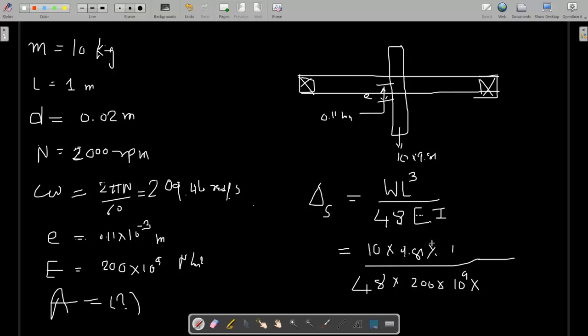multiplied by I, that is the moment of inertia. So the moment of inertia I we can find by pi by 64 into d power 4.